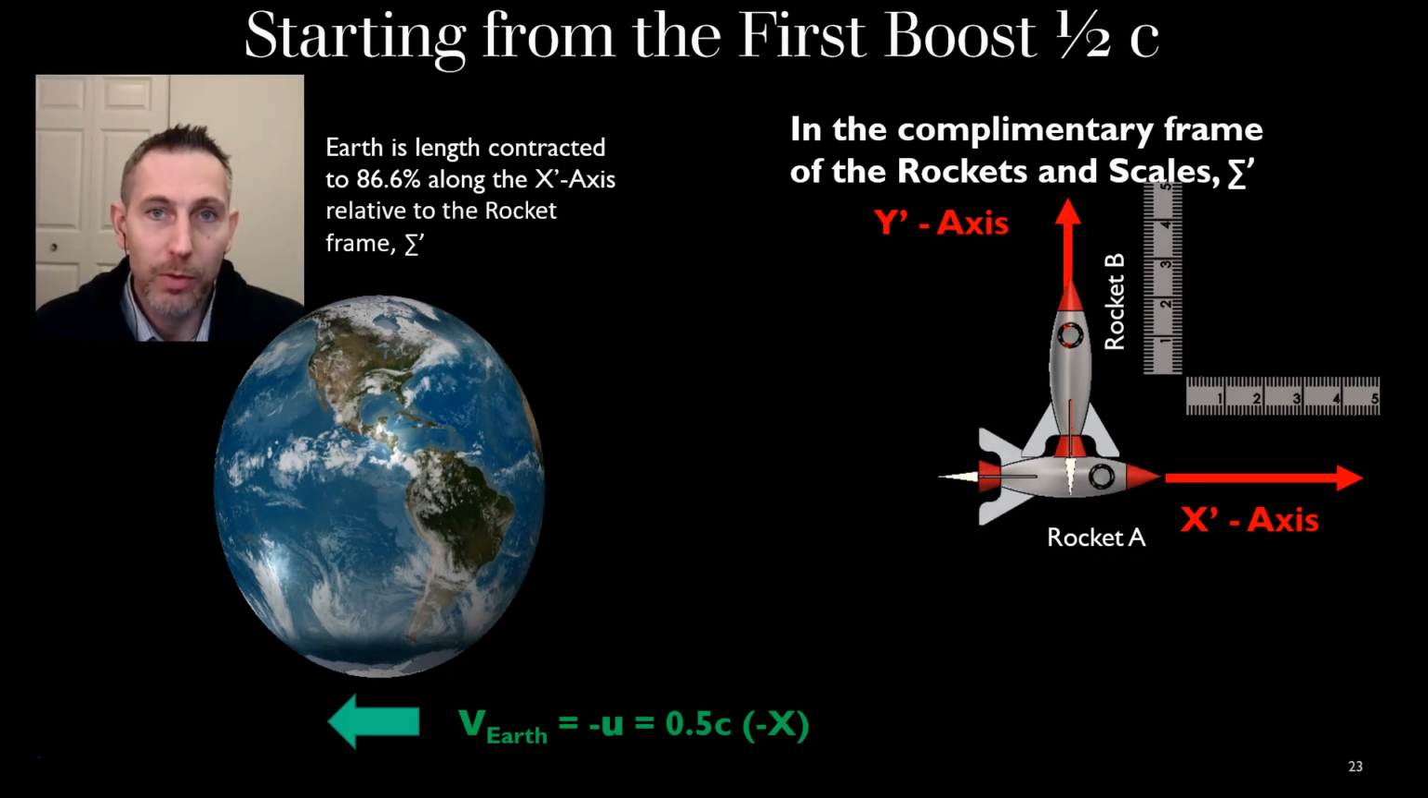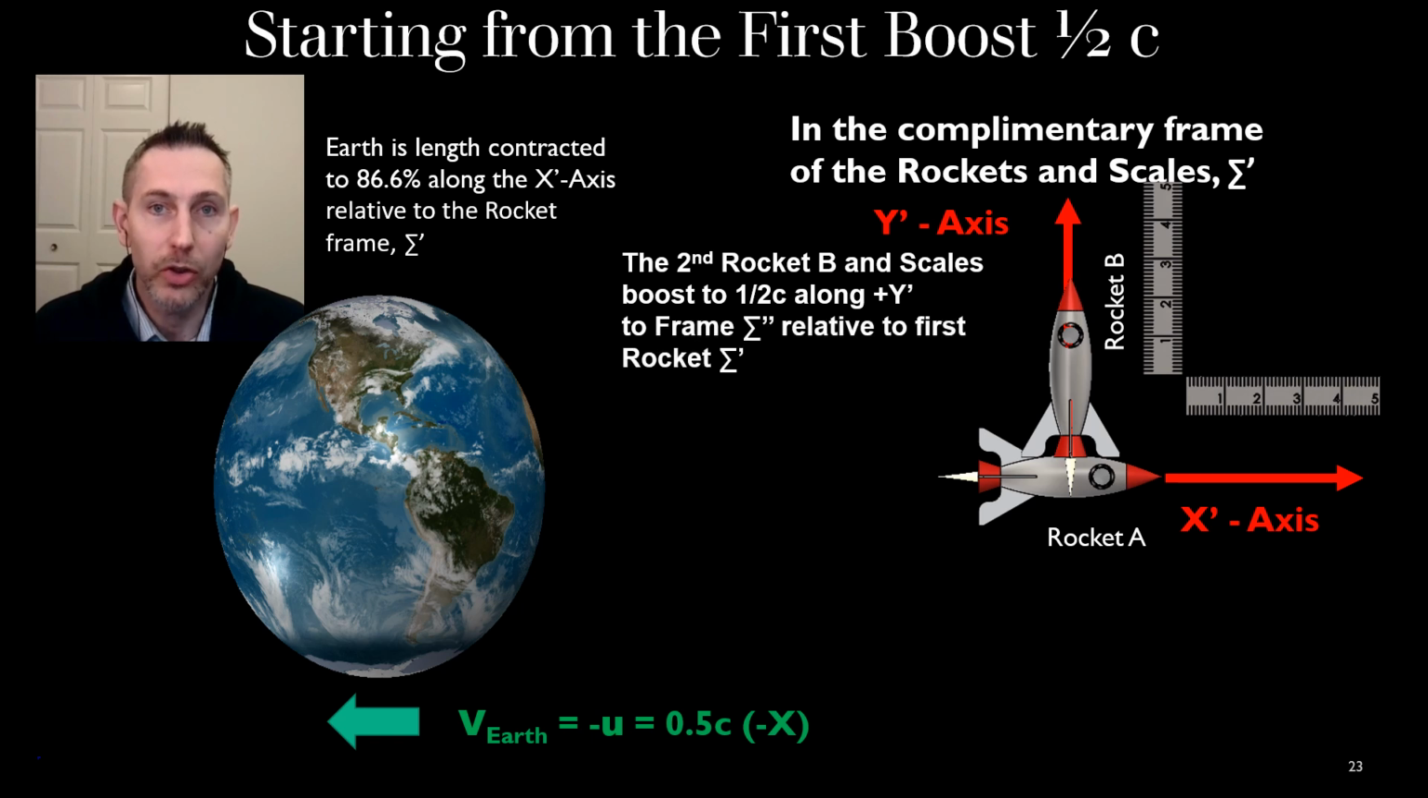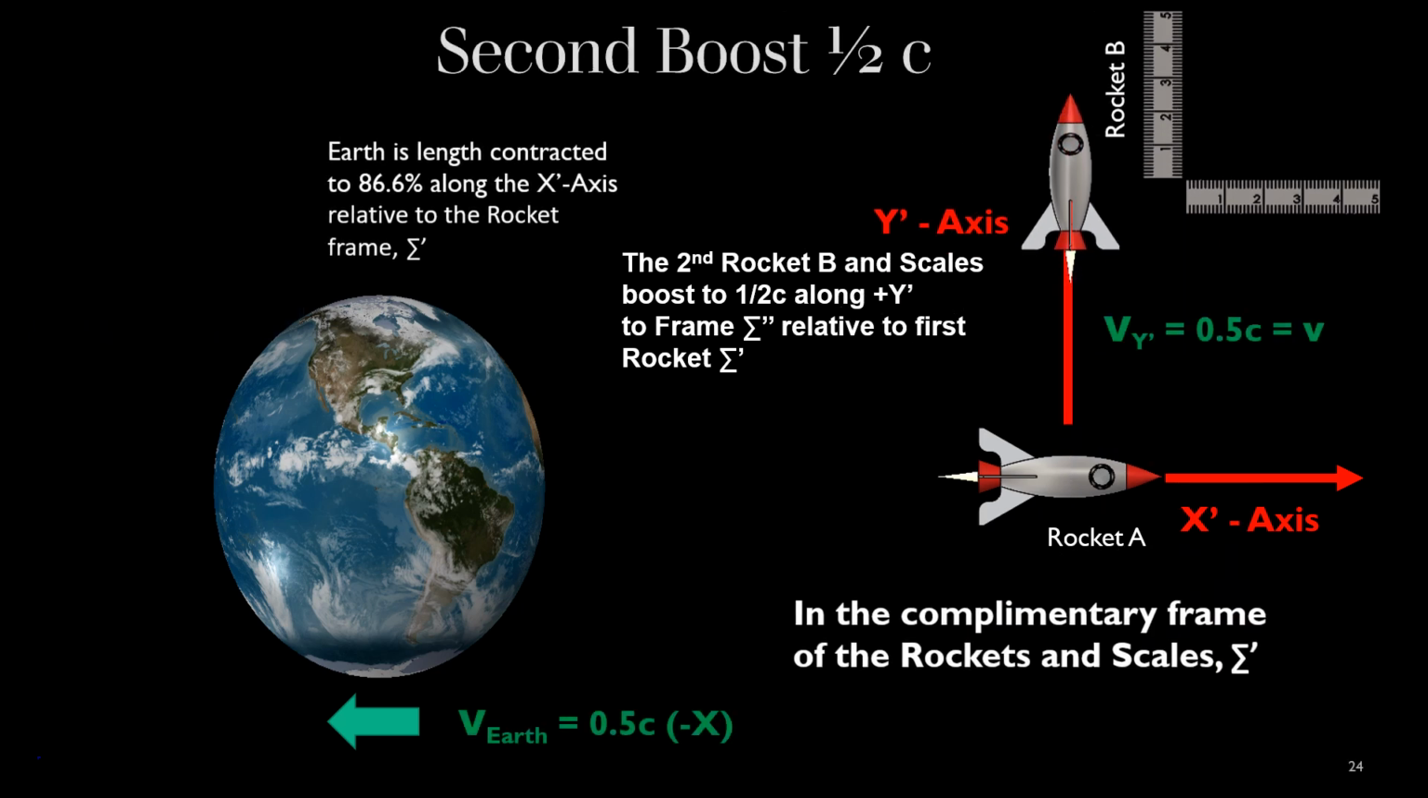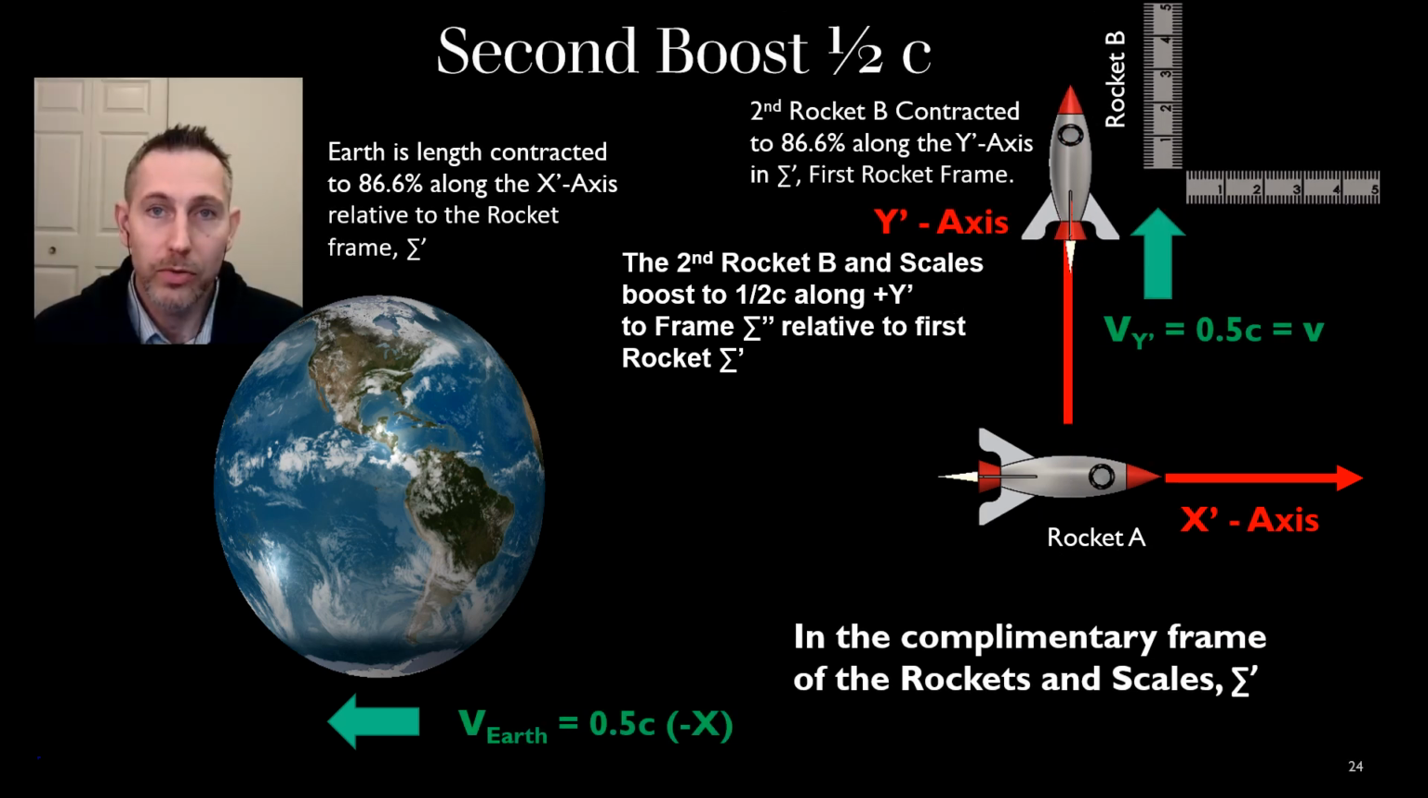From the rest frame of rocket A, sigma prime, which is moving with velocity u relative to sigma, we will now boost rocket B by a velocity v to a new frame, sigma double prime. X prime is collinear with the x-axis, and y prime is parallel to the y-axis. Rocket B is boosted relative to rocket A 90 degrees from the x prime axis.